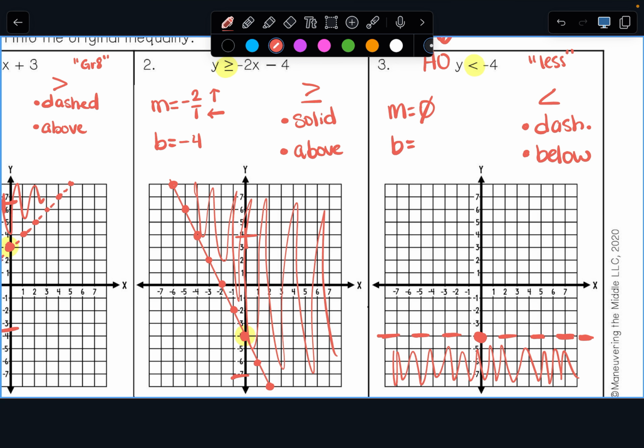B is a y-intercept. B is where the line crosses the y-axis. This one does have a y-intercept. We're crossing the y-axis here at the -4. Okay, flip it over.